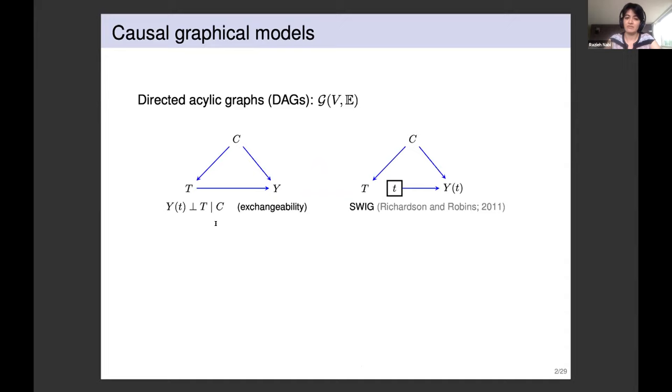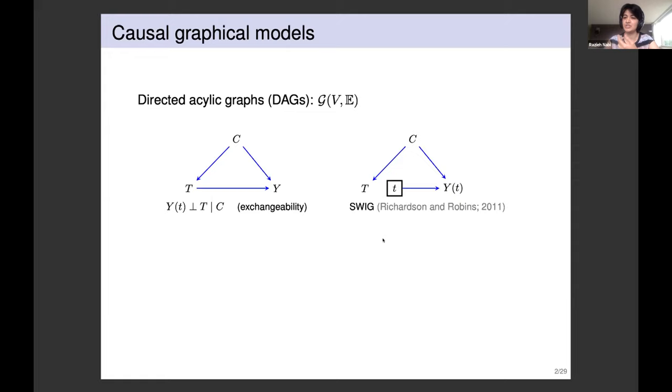We can also have the counterfactual show up on the graph by constructing what's known as the single world intervention graph, or SWIG for short, where we are splitting the treatment basically into two parts: the random part that takes all the incoming edges and the fixed part that takes all the outgoing edges. And the variables downstream of the treatment will turn into counterfactuals.